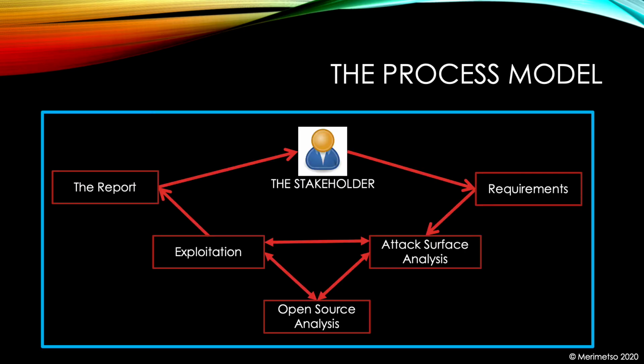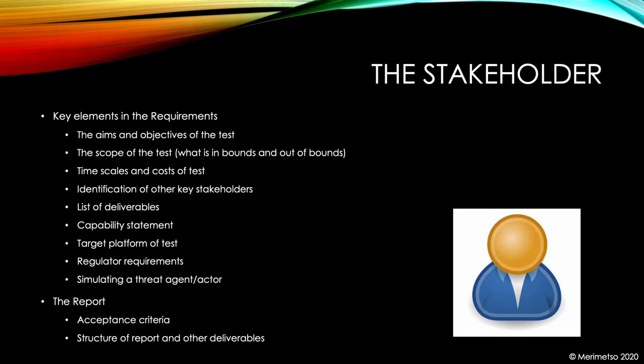So let's look at the process model in a bit more detail. At the heart of the process model, we have the stakeholder. The stakeholder defines the reason for the test, i.e. the requirements, and the success criteria for the test, i.e. how they're going to evaluate the report. The actions that we're going to perform in the test are attack surface analysis, open source intelligence analysis, and exploitation. The stakeholder is at the heart of the test.